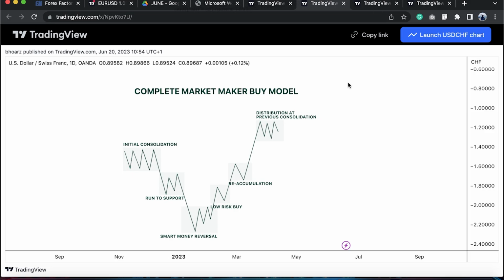Now, with the market maker buy model, we understand that price action is fractal. So the concept of this model being taught is applicable to all time frames, from the 1 minute time frame to the 15-second time frame to the 10-second time frame, all the way out to a monthly time frame, because price action is fractal. But what we're specifically focusing on is the lower time frame. So we are more interested in the 1 hour time frame, the 15-minute time frame or the 5-minute time frame for day trades.